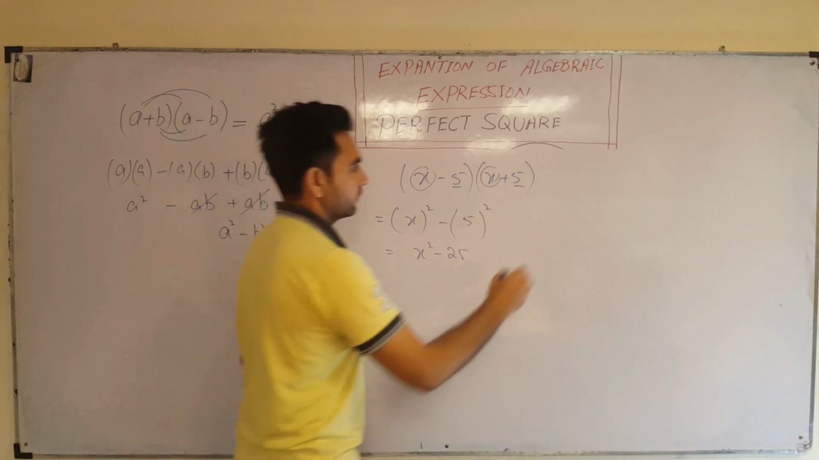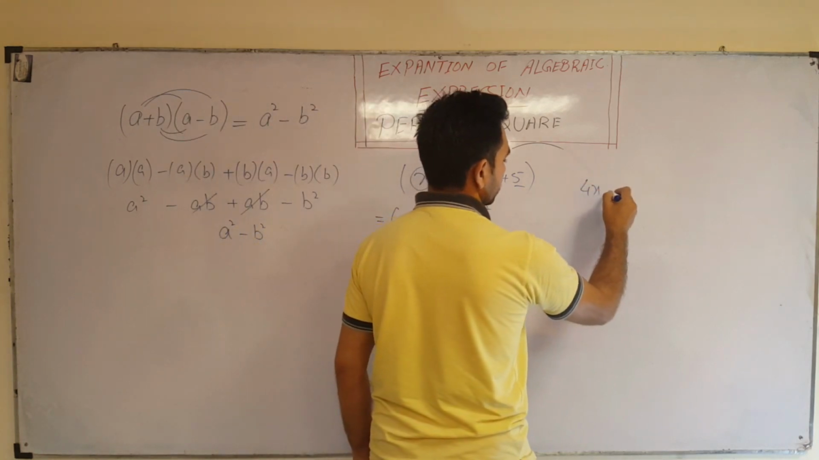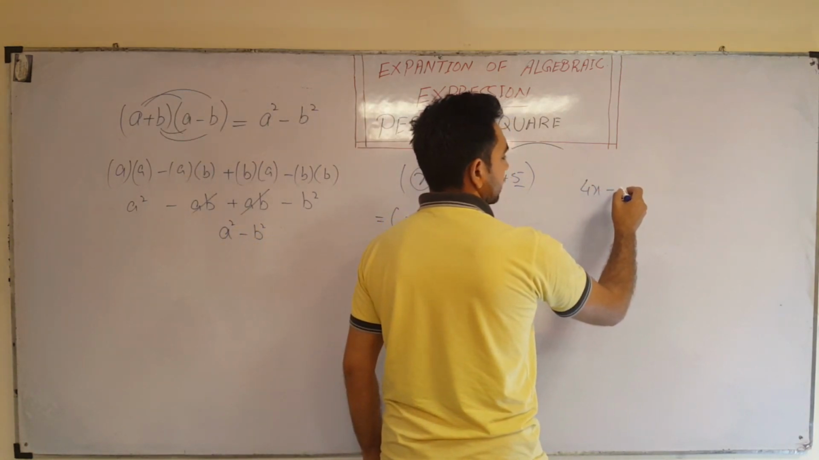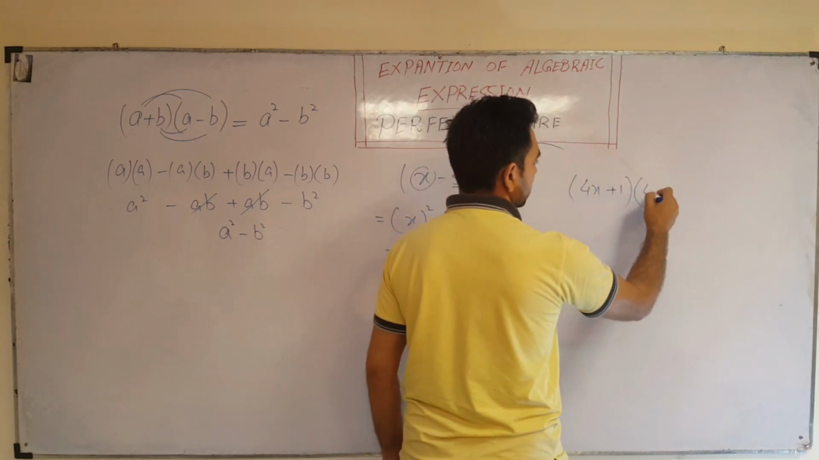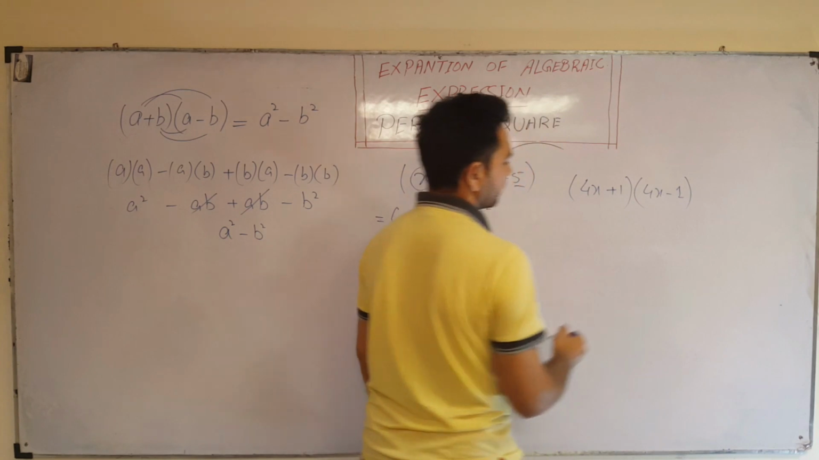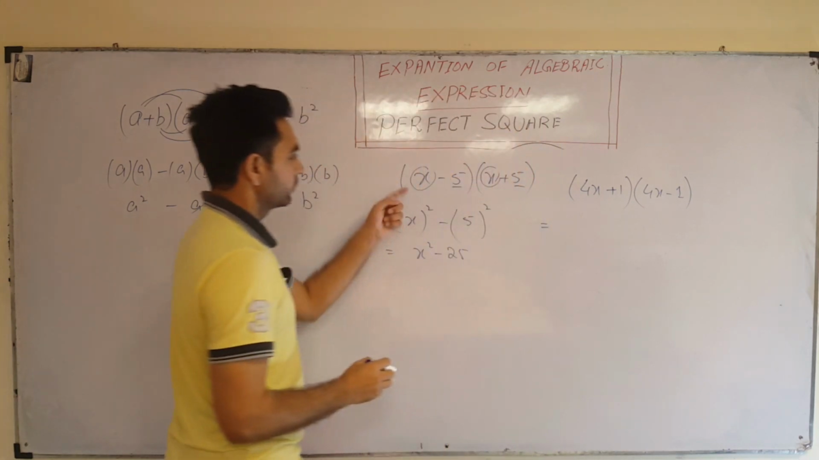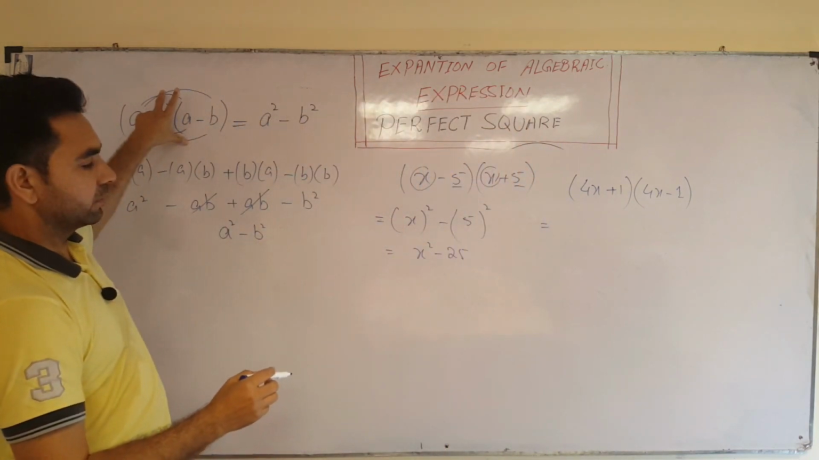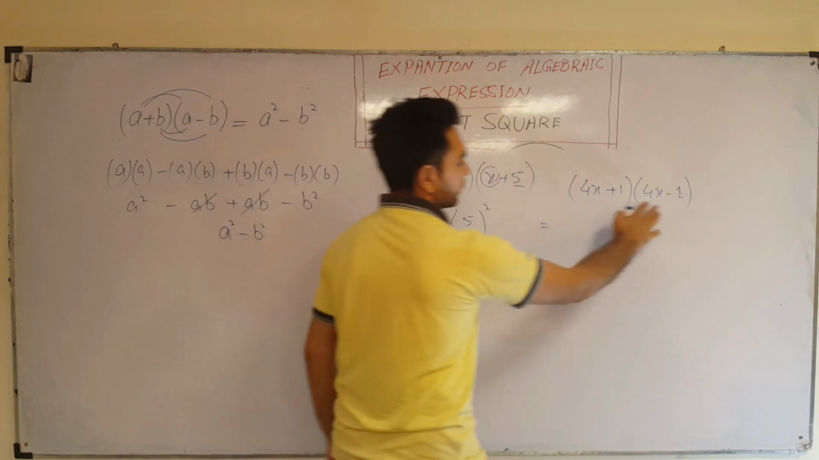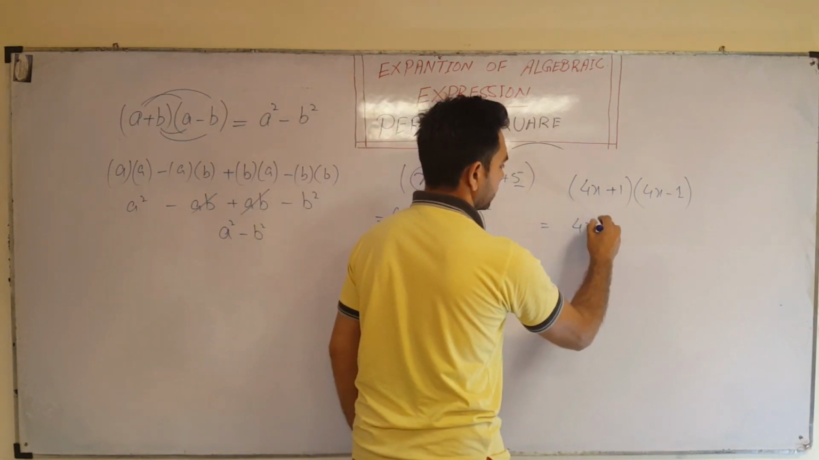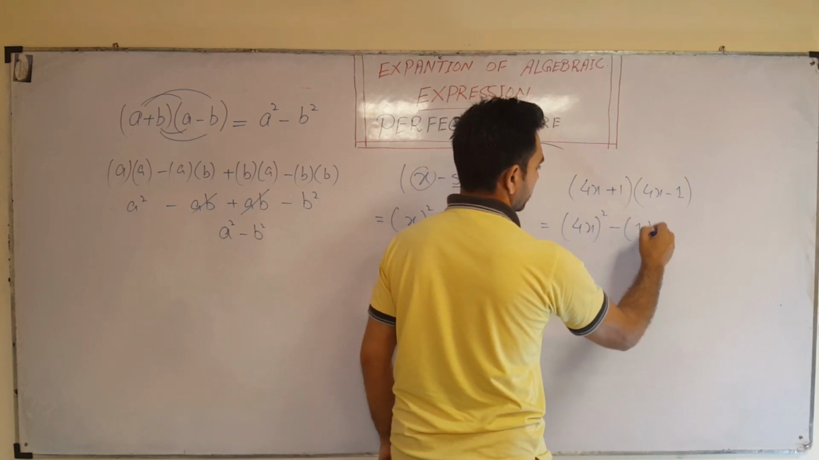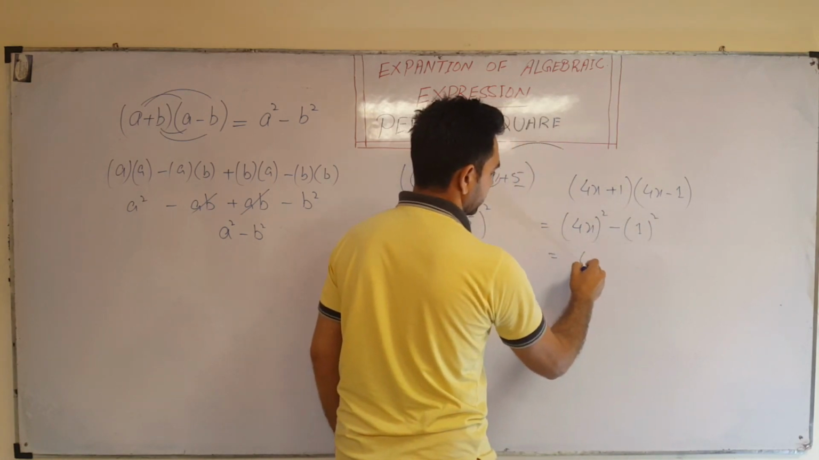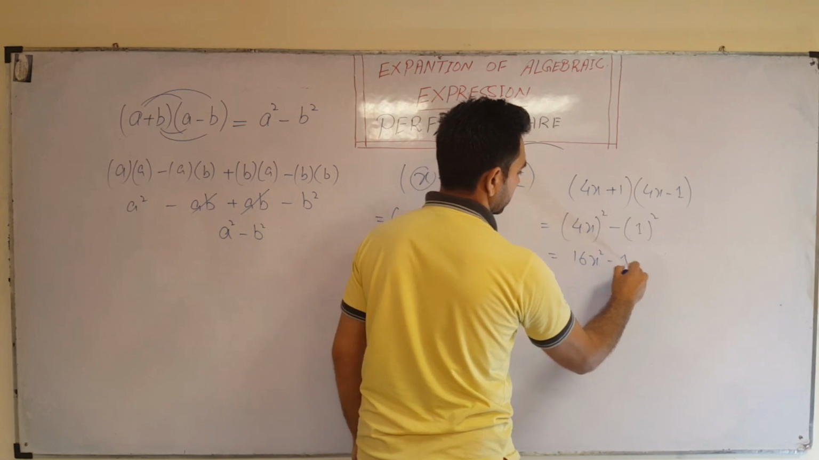right? If you are given again plus 1 first, and then 4x minus 1, again you use for this one the same calculations, or you can just straight away use the formula of taking the square of the first one minus the square of the second one. So that would be 16x square minus 1.